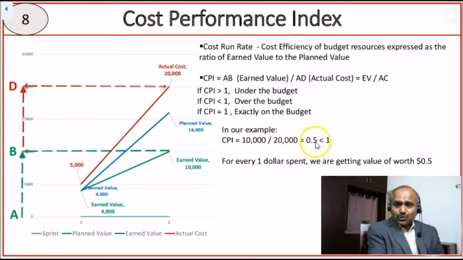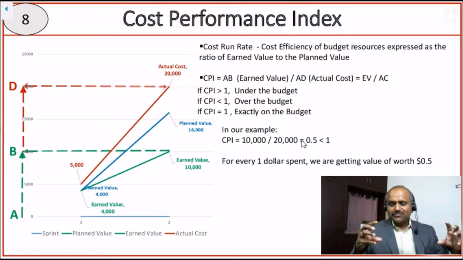So if you look at the term 0.5, what does it signify? It is telling a beautiful meaning. It says that for every $1 spent by the sponsor in the project, he is getting 50 cents worth of work value back. Look at the beauty of this term. For every $1 spent by the sponsor in the project, he is getting 50 cents worth of work back. Look at the beauty of this sentence.